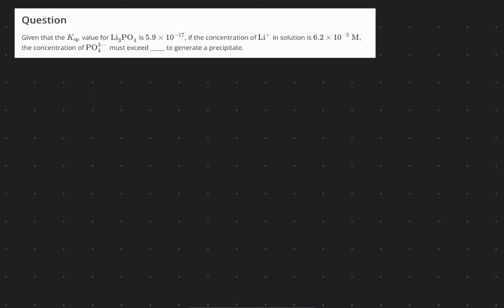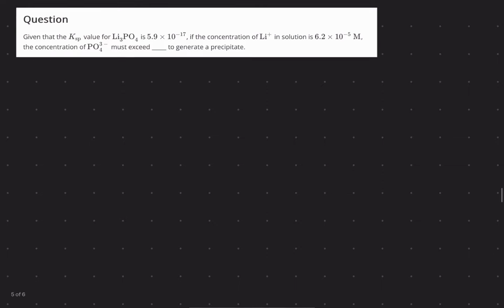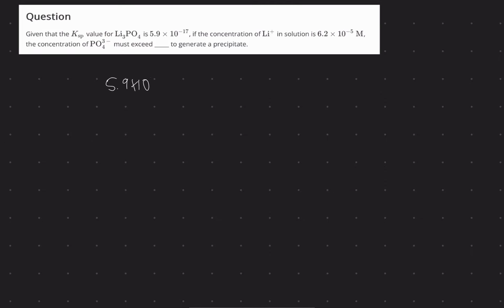So first, I'll do a really quick way for people who mostly understand it, and then I'll do a more explanation way. So first, I'll do that 5.9 equals this mass action equation. Don't forget the power because of the coefficient. And then you know that this is 6.2.